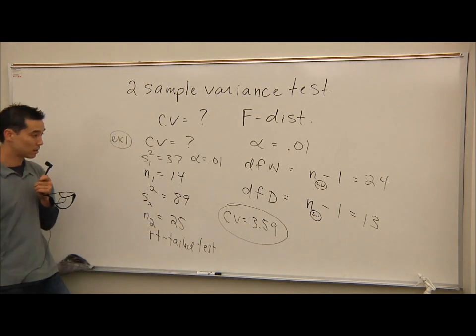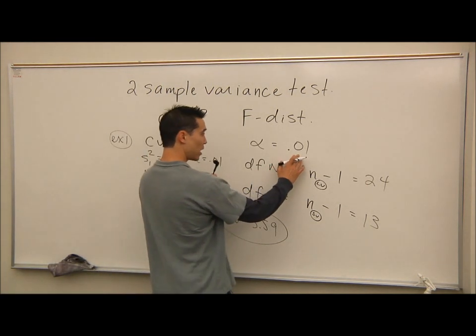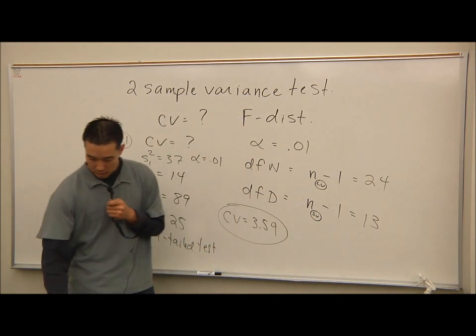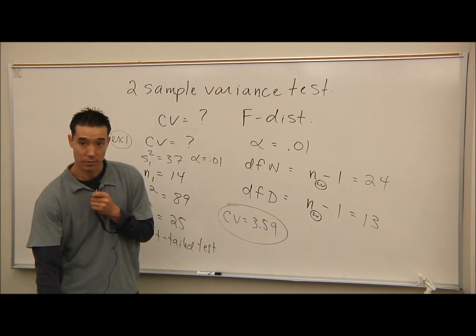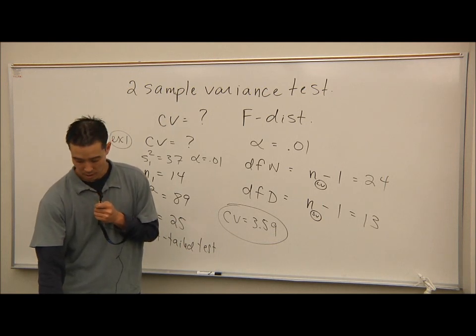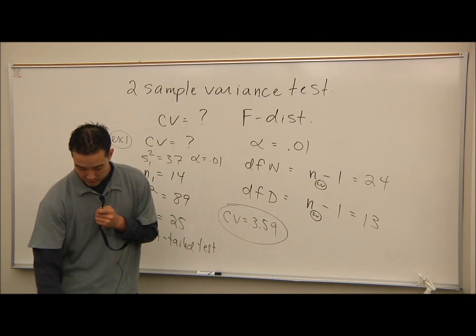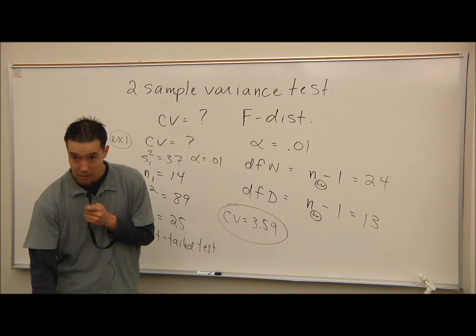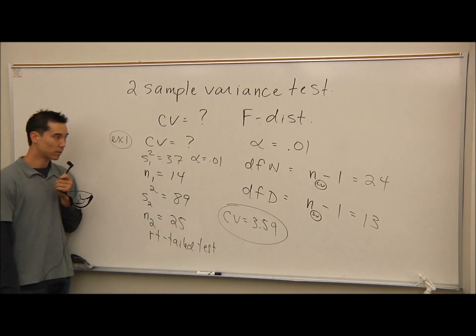Can you go over that last step one more time? Just getting that 3.59? Yeah. So were you okay with alpha's 0.01, DFN's 24, and DFD's 13? Okay, so across the top, we want to go to DFN, which is 24, so find 24 across the top. And then across the side, you want to go down to DFD, which is 13, and then you just have to bring those numbers together. So go to the column that's 24, go to the row that's 13, and you should be able to read 3.59. Okay? And that's your critical value.